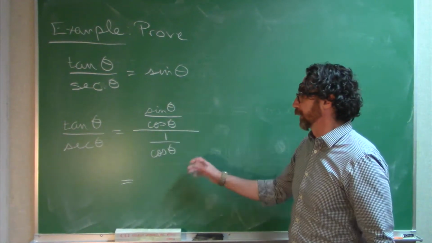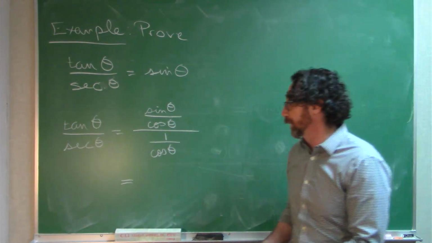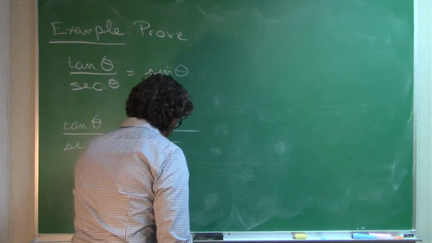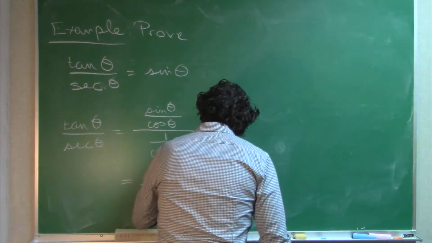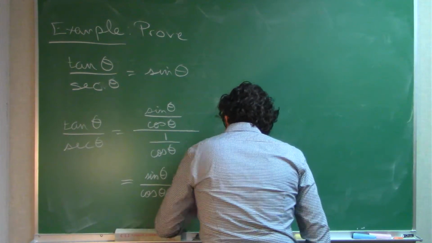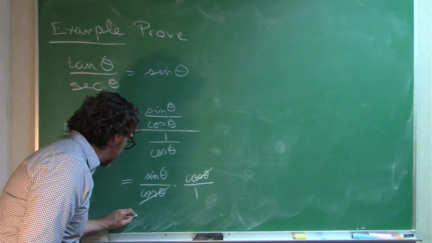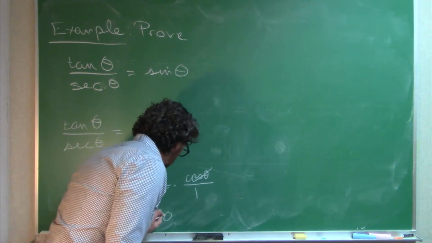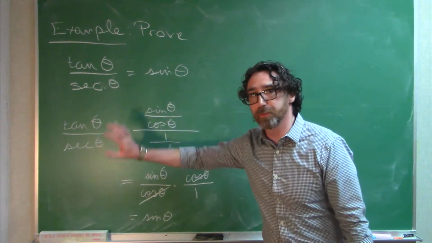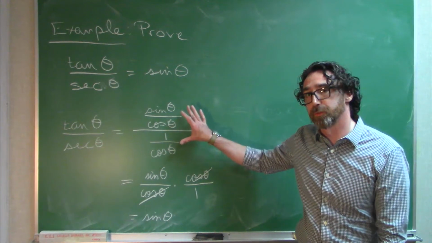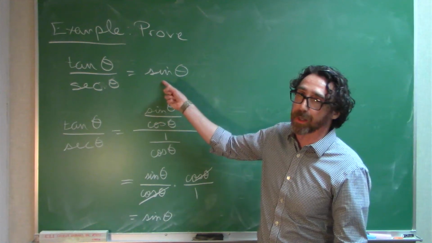All right, well, where can I go with this? I'm supposed to take this fraction and divide by this one. How do we do that? Well, multiply by the reciprocal, right? So sine theta over cosine theta times cosine theta over 1. Cosines cancel each other out, and we are left with sine theta. So start with the more complicated side, write everything in terms of sine and cosine, do some algebra, and get to the other side.